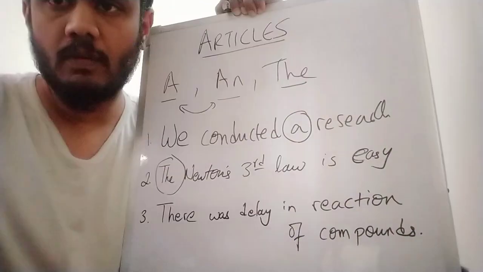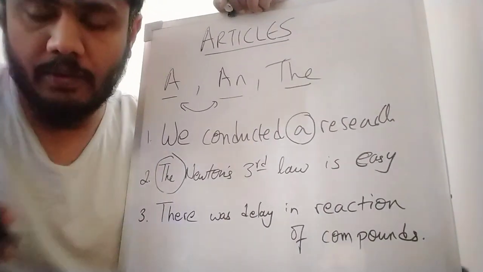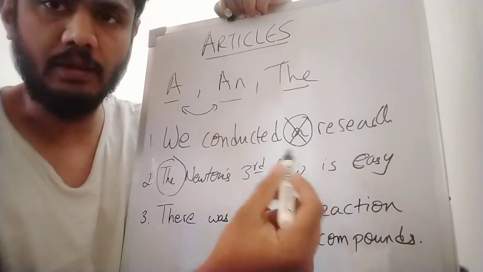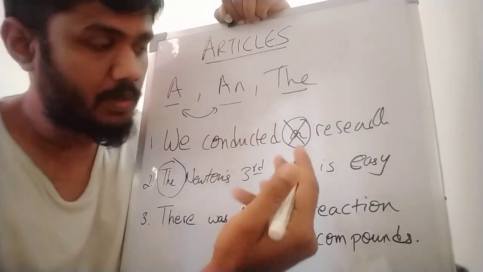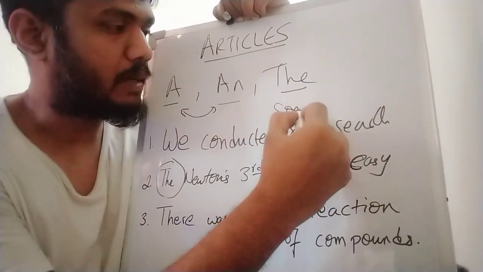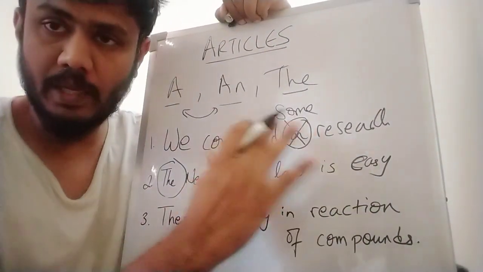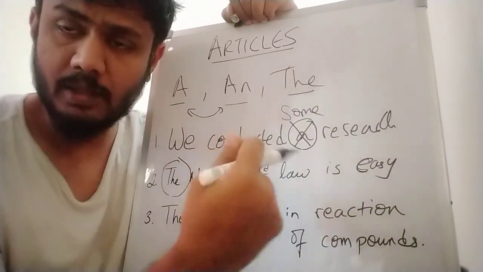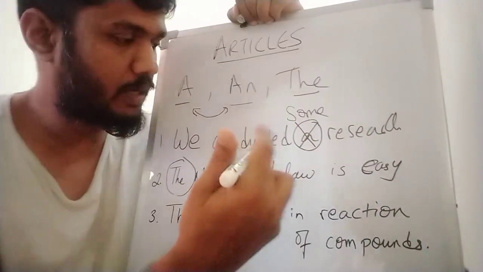So let's look at the correct way of writing this. Now here, this is not right. So you don't need an article here. We conducted research. Or maybe you could use a word like some. We conducted some research, right? So we'd understand why the A research is not considered the best way to write it, right?